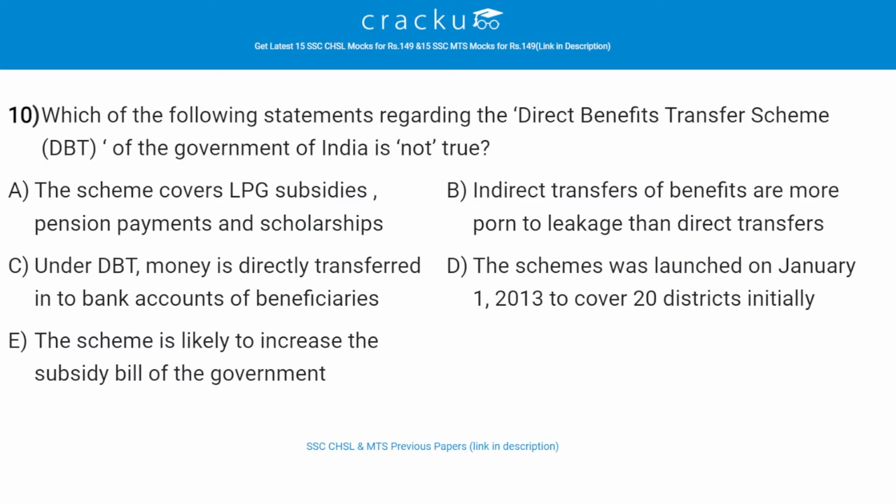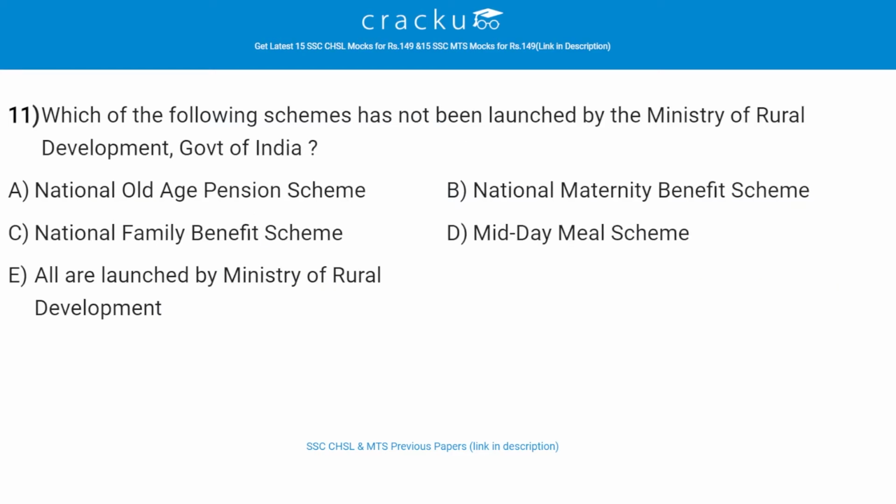Which of the following statements regarding the direct benefit transfer scheme of the Government of India is not true? So, the correct answer is E, that is the scheme is likely to increase the subsidy bill of the government. Which of the following schemes has not been launched by the Ministry of Rural Development, Government of India? The correct answer is D, that is midday meal scheme.